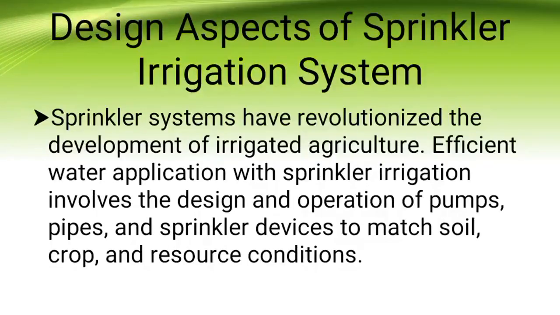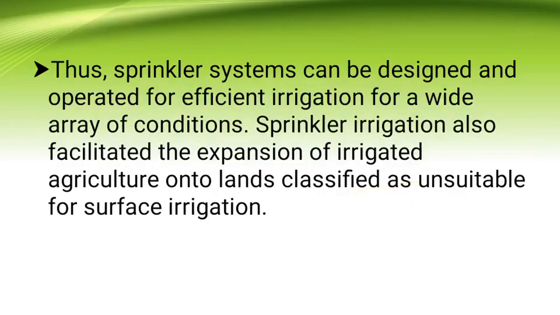Design aspects of sprinkler irrigation system. Sprinkler systems have revolutionized the development of irrigated agriculture. Efficient water application with sprinkler irrigation involves the design and operation of pumps, pipes, and sprinkler devices to match soil, crop, and resource conditions. Thus, sprinkler systems can be designed and operated for efficient irrigation for a wide array of conditions. Sprinkler irrigation also facilitated the expansion of irrigated agriculture onto lands classified as unsuitable for surface irrigation.